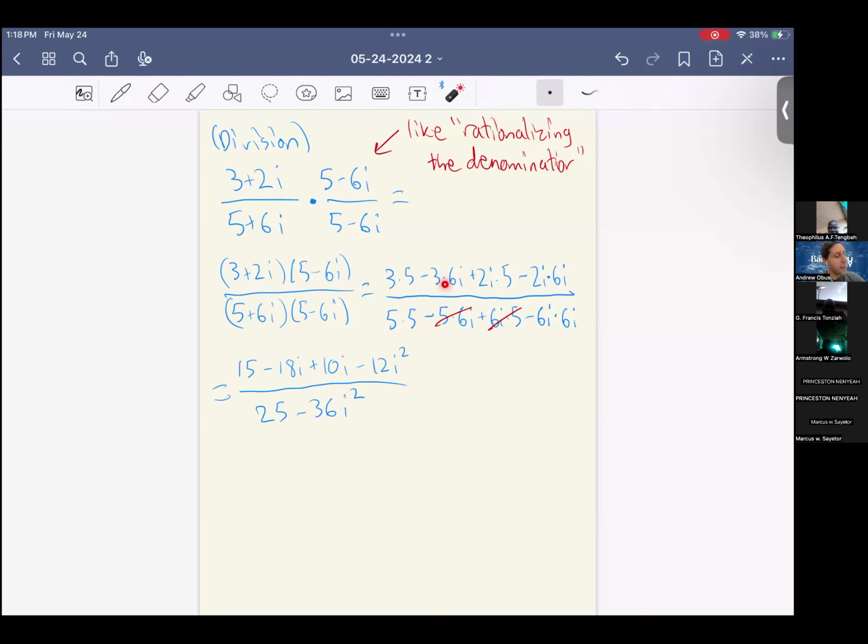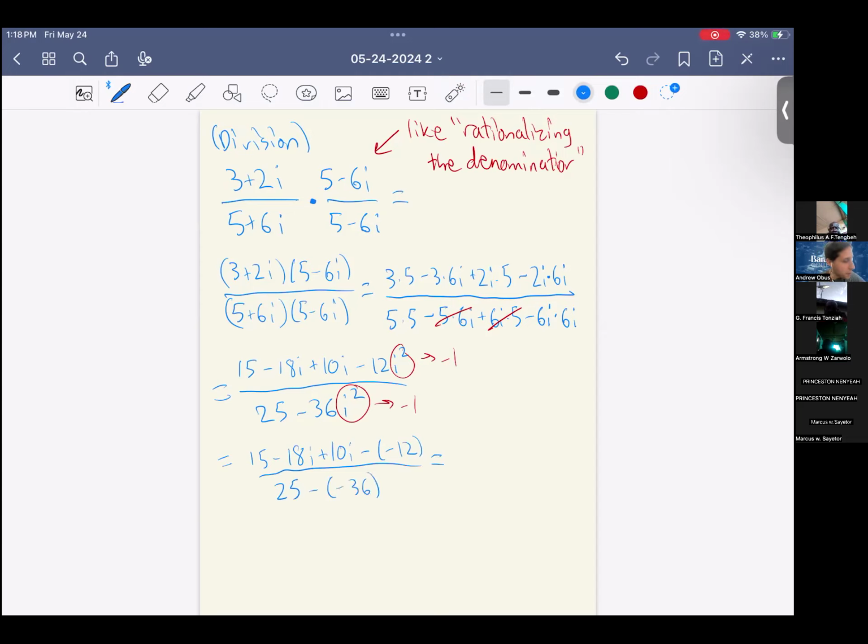Right, so I'm evaluating each of these terms, and then down here, I'm evaluating each of these terms. But we know again that these i squareds are all the same thing as minus 1. Every time we see an i squared, we replace it with a minus 1. Okay, so let's finish it up. So what do we have here? So this is going to be minus minus 12. So we're going to have 15 minus 18i plus 10i minus minus 12, divided by 25 minus minus 36.